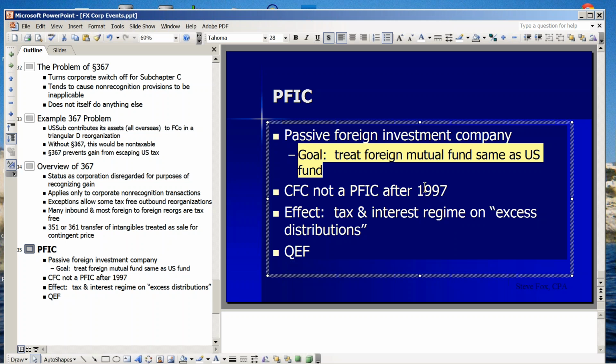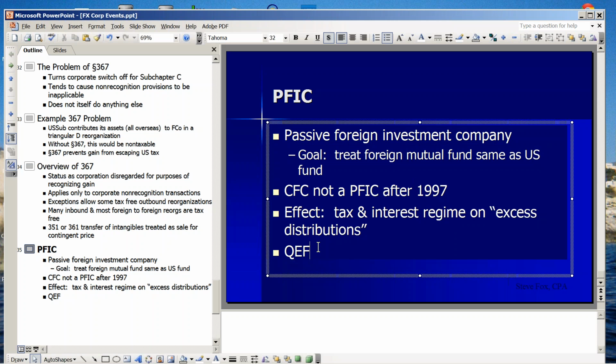But if it's treated as a QEF and the foreign mutual fund allows the IRS to look at their books and gives you an annual statement, then you simply include your share of income and capital gains each year. You go your merry way, and there's no such thing as an excess distribution. This is what Congress wanted you to do.